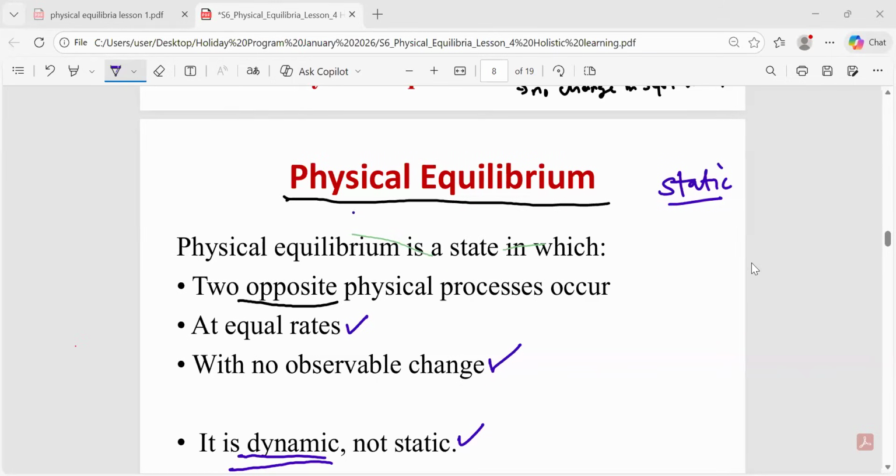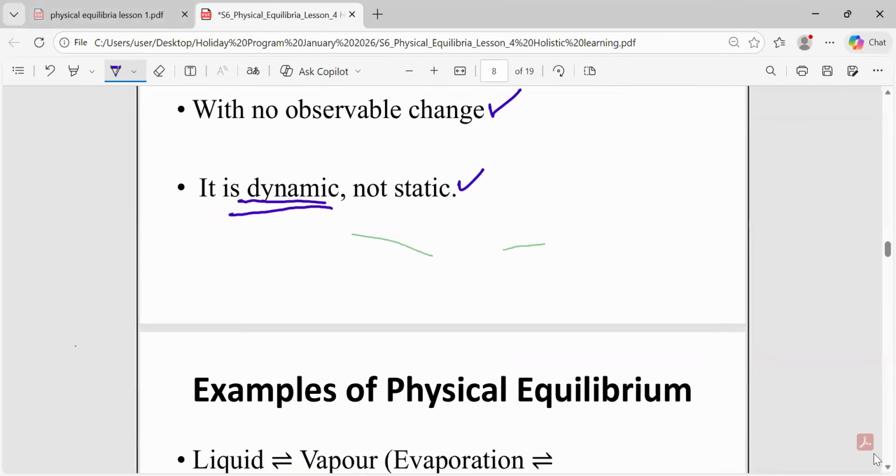But for physical equilibrium, it is continuously changing at equal rates, and it is happening between two opposite physical changes. So that is what we are calling physical equilibrium. I hope that is very clear. Okay, now we can move on to our next part where we look at some examples of physical equilibria.